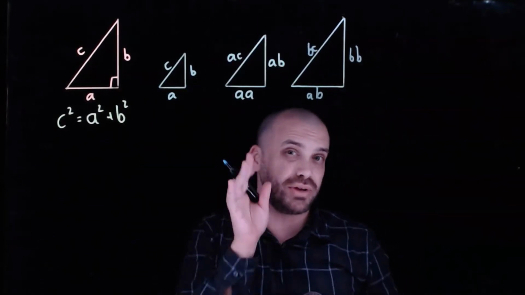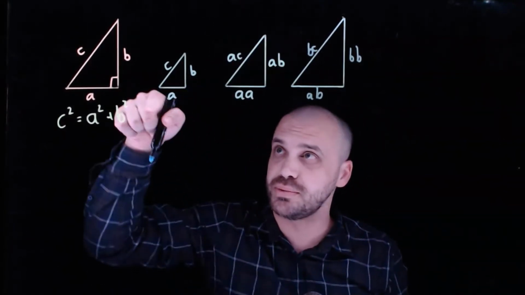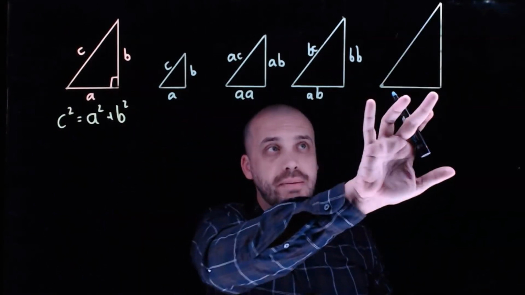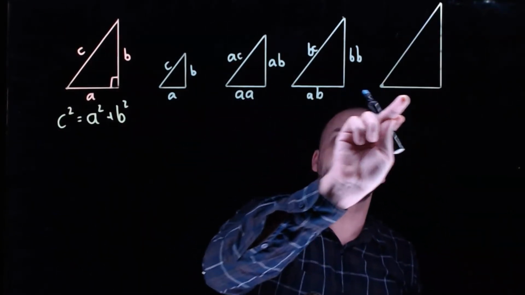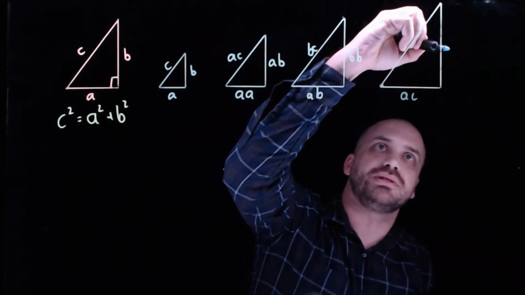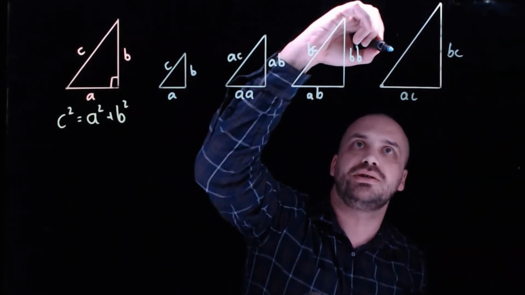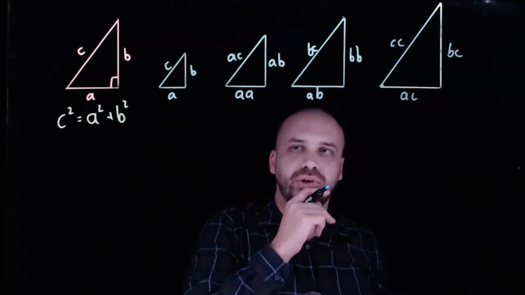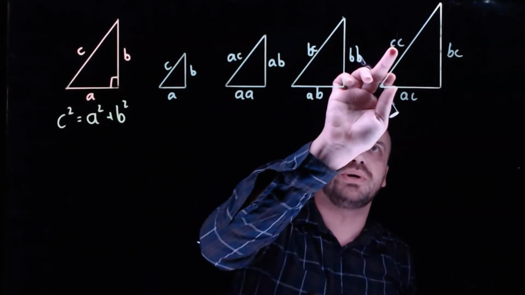Alright, and now I'm going to create one more triangle by starting from this itty bitty triangle and multiplying all the sides by c. Now of course that means that this largest triangle is going to have sides of a times c, b times c, and c times c, or c squared. Now let's tidy this up a little bit. First of all, these are all a squared, b squared, and c squared.